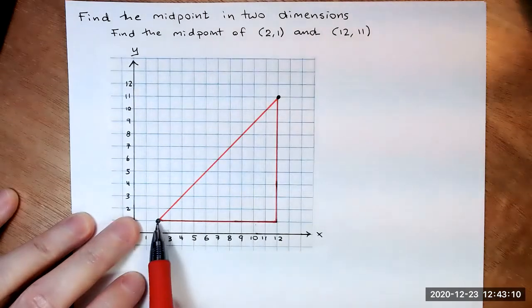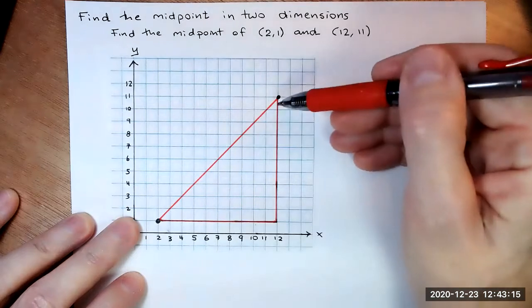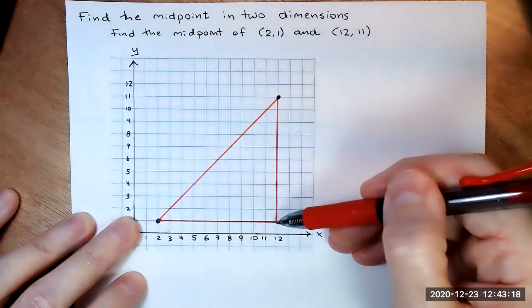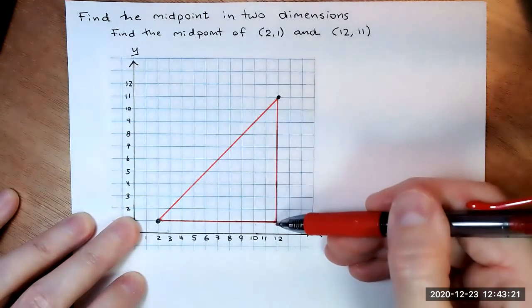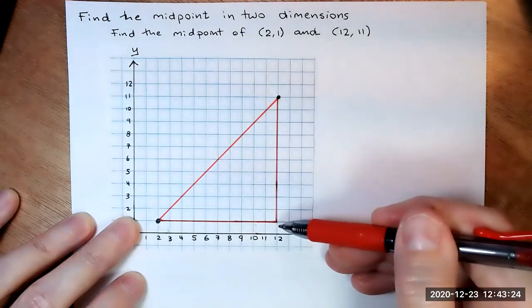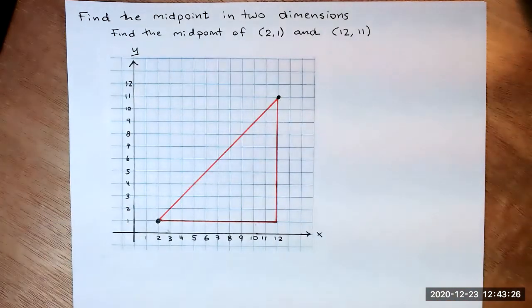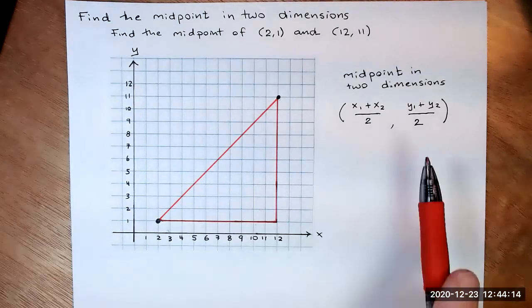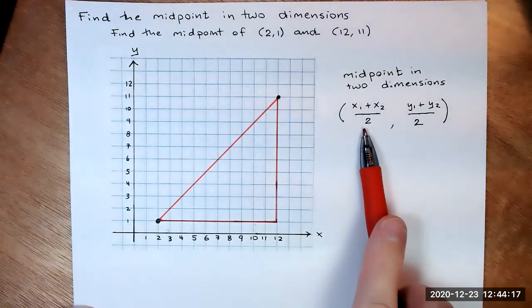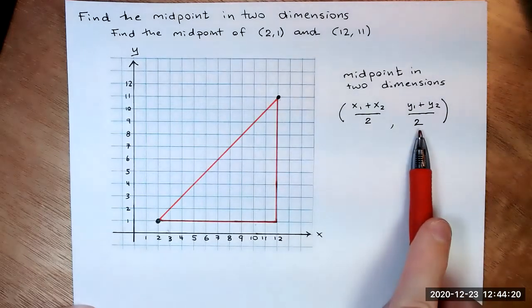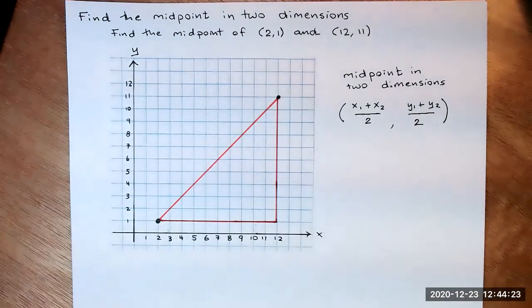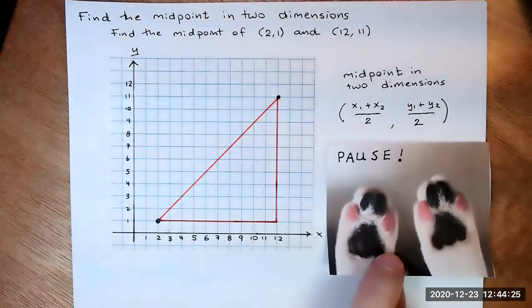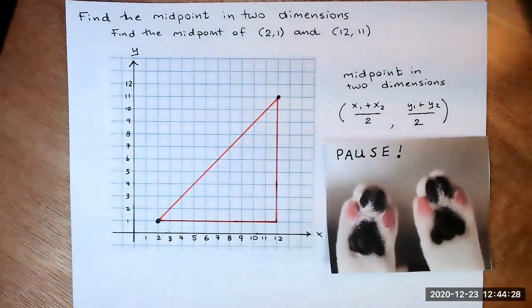So the midpoint between 2, 1 and 12, 11, well, the x-coordinate of the midpoint will be halfway between 2 and 12. So we could just find the midpoint between those two. And the midpoint of the y value is between 1 and 11. So we just find the midpoint of those 2 points. So we just find the midpoint between the x coordinates and the midpoint between the y coordinates, and that'll be our midpoint. And my suggestion is to go ahead and finish it on your own and then check it together.